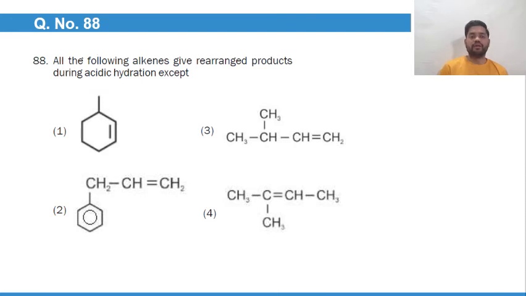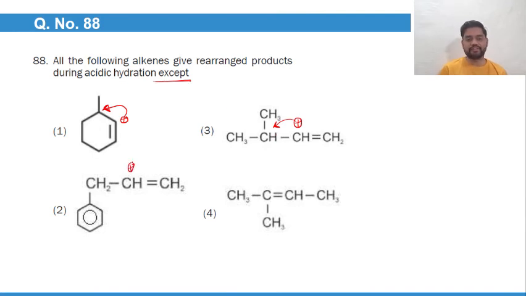88. All the following alkenes give the rearrangement product during acid hydration except, so let us form the carbocation. A 2 degree carbocation can rearrange, although this way of showing is wrong, I am just showing this carbocation will be formed over here. Do not think that I have transferred positive charge, I am just showing it can rearrange. Over here a 2 degree carbocation will be formed which can be rearranged to a 3 degree carbocation. So not the right answer.